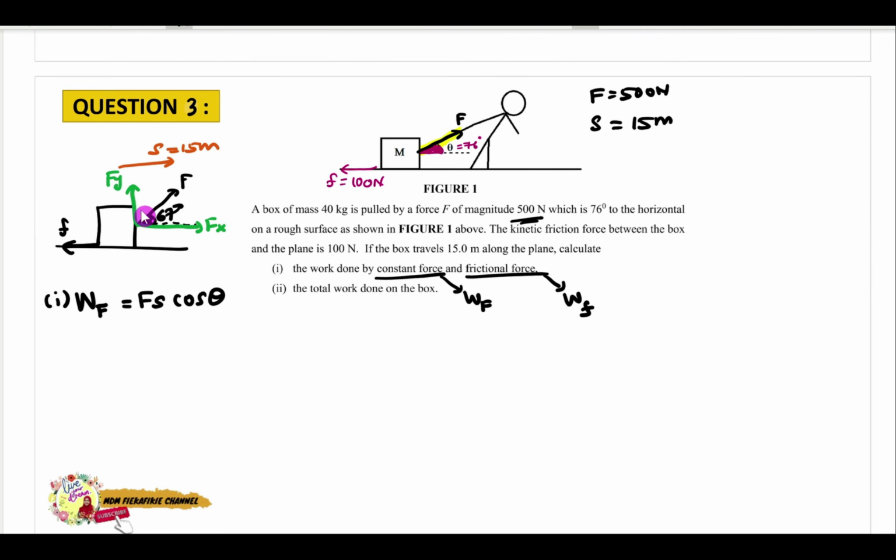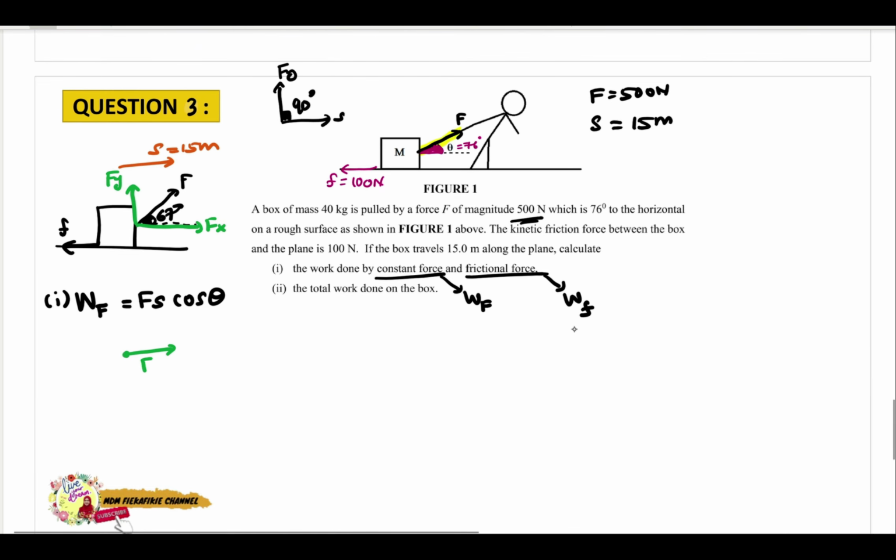But if you choose Fy, the angle between Fy and S is 90 degrees. So cos 90 degrees is equal to 0. S goes this way, Fy goes up, so it is 90 degrees. So you cannot choose it. Cos 90 degrees is equal to 0. So if you want to resolve, it will look like this.